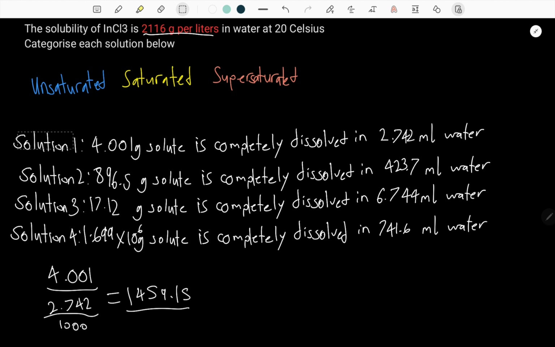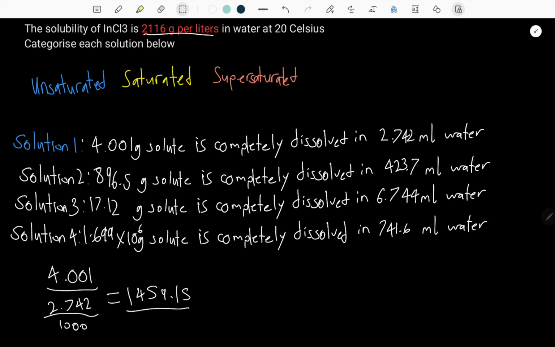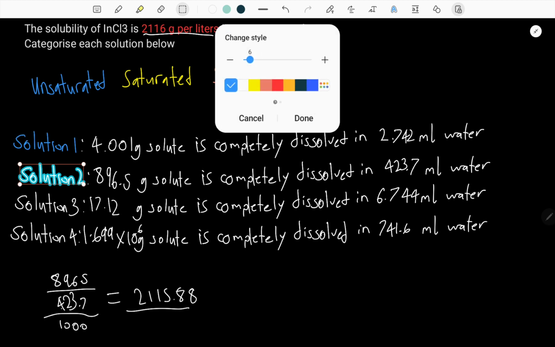Let me just highlight this as blue. So this is unsaturated. Now let's check the next solution, which is 896.5 grams completely dissolved in 423.7. Again, do the same formula. Let me just remove all this. We do the same thing here to convert it to these units, and we get 2115.88, which is very close to this.